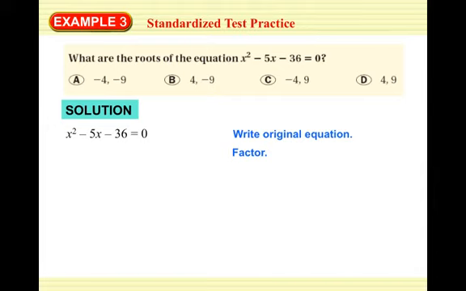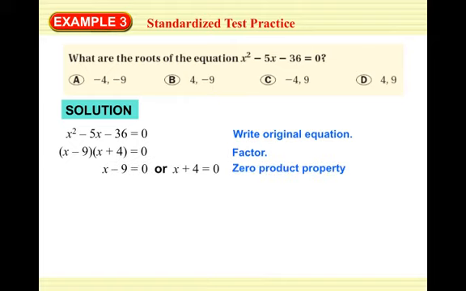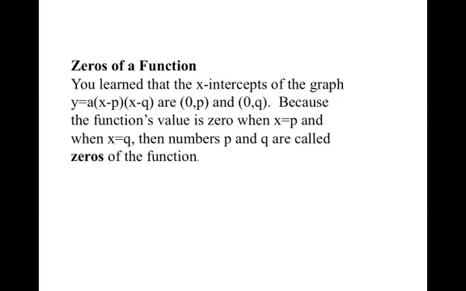Let's see. Numbers that multiply to be negative 36 and add to be negative 5 would be negative 9, positive 4. So x minus 9 times x plus 4 equals 0. We set each factor equal to 0, so x minus 9 equals 0, or x plus 4 equals 0. So we get x equals 9 or x equals negative 4, so that would mean the answer is C.